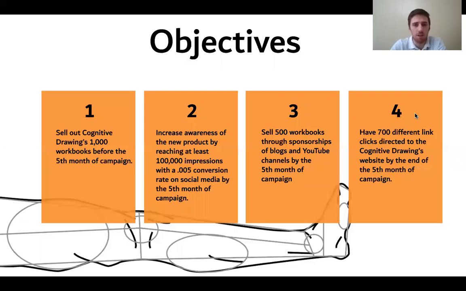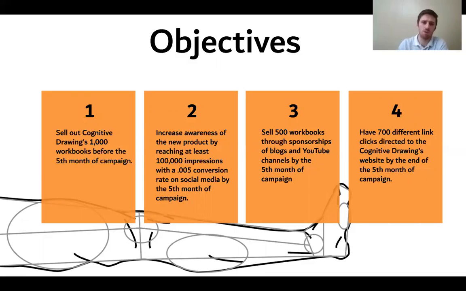And these are going to be the objectives of our campaign. There's really only 4 of them, and they're pretty simple. So our first objective is to sell Cognitive Drawing's 1,000 workbooks before the 5th month of our campaign, which will be the final month. Our second objective is to increase awareness of the new product by reaching at least 100,000 impressions with a 0.005 conversion rate on social media by the 5th month of our campaign.